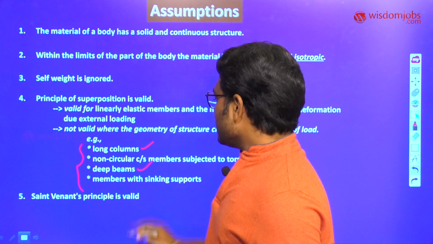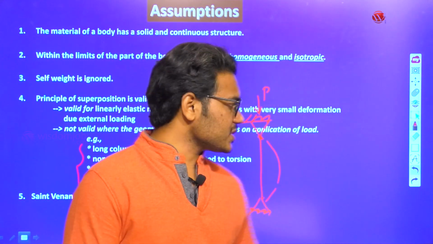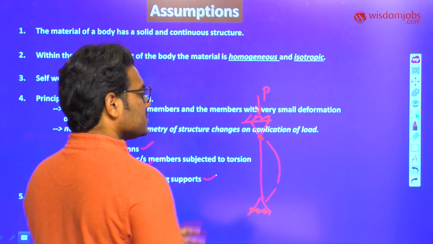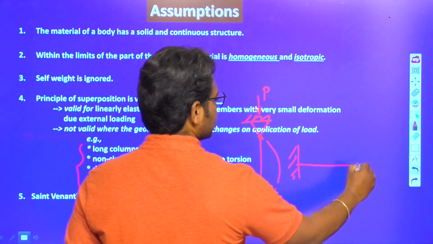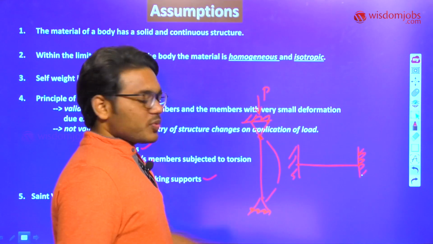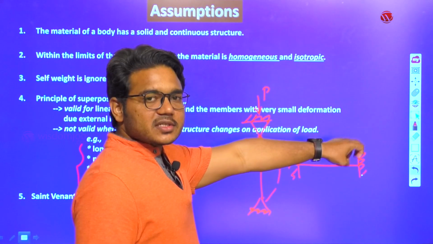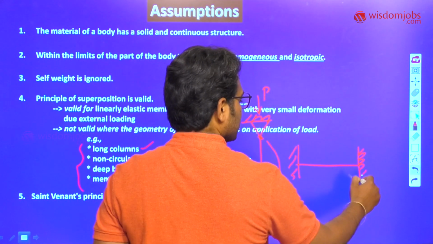Then members with sinking supports. What do you mean by that? Just try to understand: suppose I consider a fixed beam like this. Suppose one of the fixed supports is tending to sink.